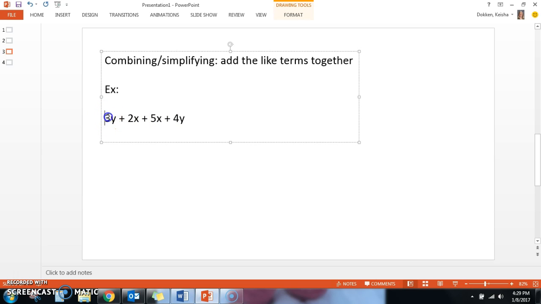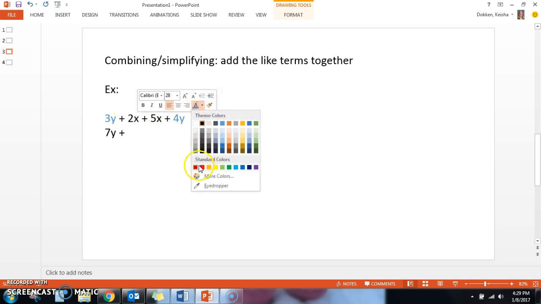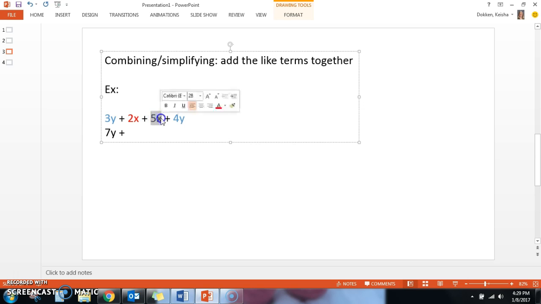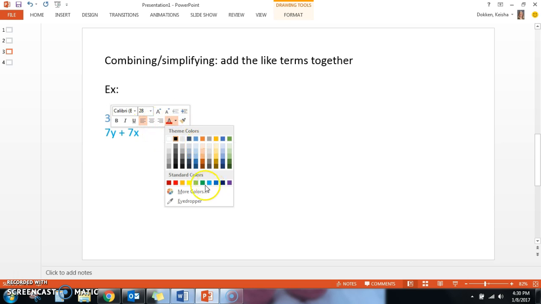So we would have 3y plus 4y, and that would give us 7y. And then we would add 2x plus 5x, because those are like terms. They both have an x, and that would give us 7x. 7x and 7y are not like terms, so that's our final answer.